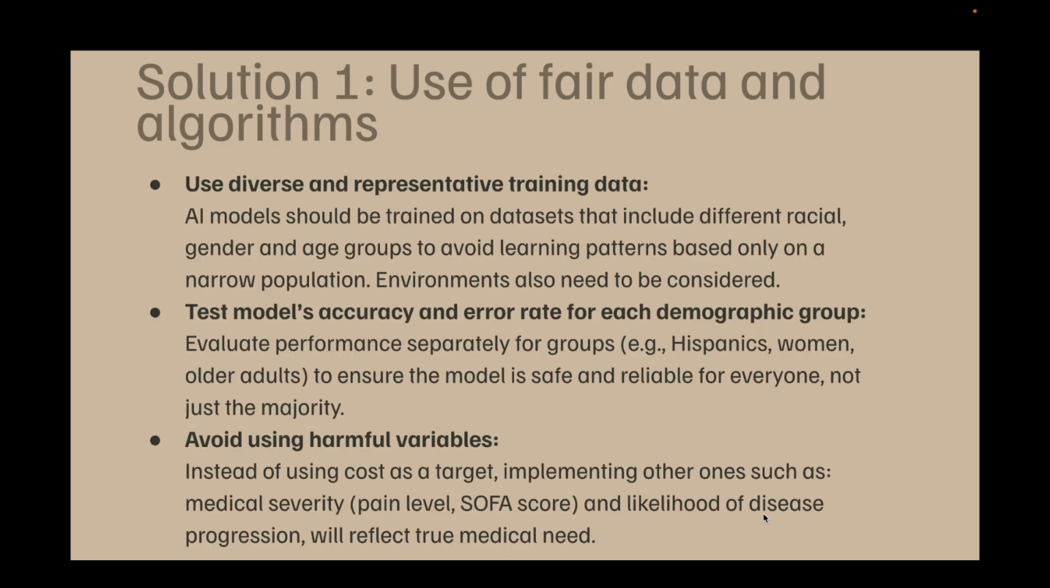What's the solution? The first solution is to use fair data and algorithms. We need to use diverse and representative training data. AI models should be trained on datasets that include different racial, gender, and age groups to avoid learning patterns based only on a narrow population. Environments also need to be considered. We need to test the model's accuracy and error rate for each demographic group. Evaluate performance separately for groups. This is to ensure that the model is safe and reliable for everyone, not just the majority.